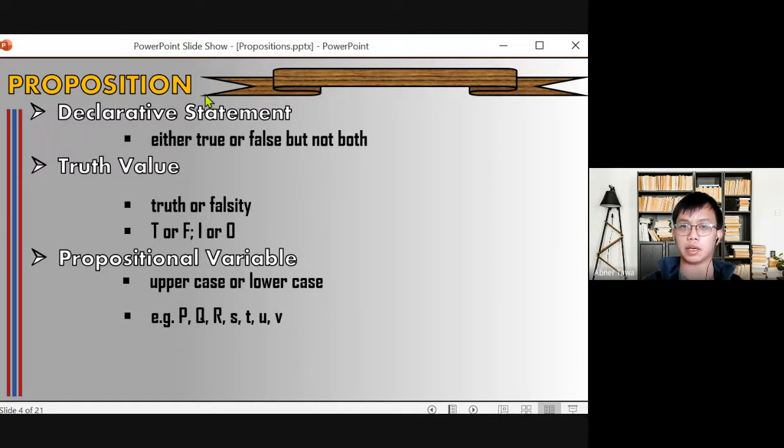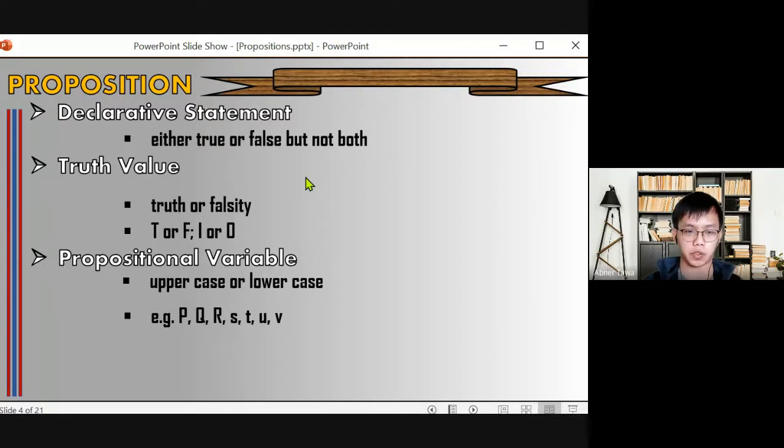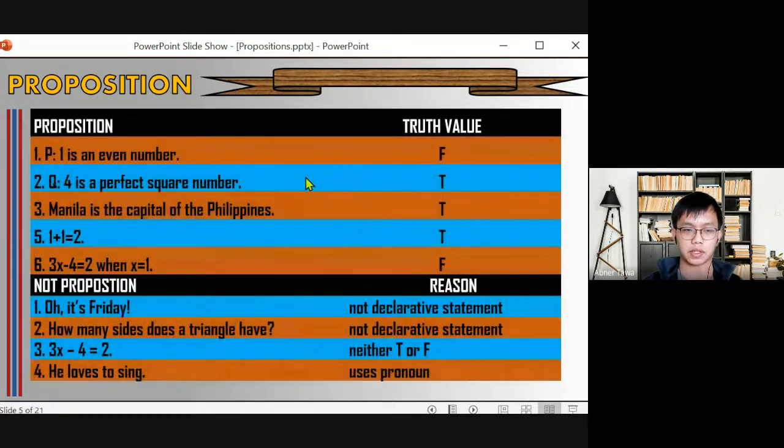Okay, do you have any clarification or question before we proceed? None, sir. Okay, let's proceed. Let's have here more examples of proposition. We have here number 1, and we symbolize it using capital letter P, which is our proposition: P is 1 is an even number, and the truth value of that is false. It's because 1 is not an even number. So that is the truth value of our first example.